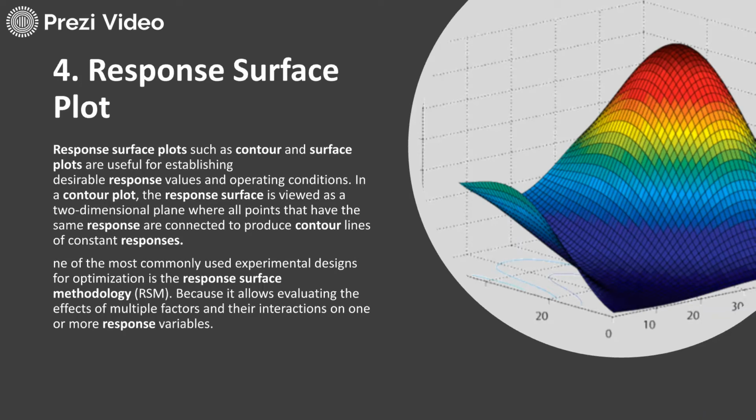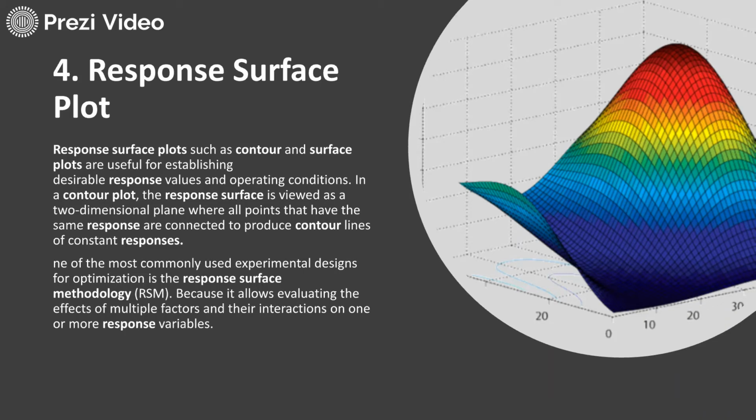So in a similar way, under different environmental conditions, different procedural methods, you can, through the help of these response surface plots, see the responses. Response surface simply means you're getting that sort of response on that surface. So in a contour plot, the response surface is actually viewed as a two-dimensional plane where all the points have the same response and are connected to produce the contour line. So you can see many colored contour lines or fine lines, which actually represent the responses.